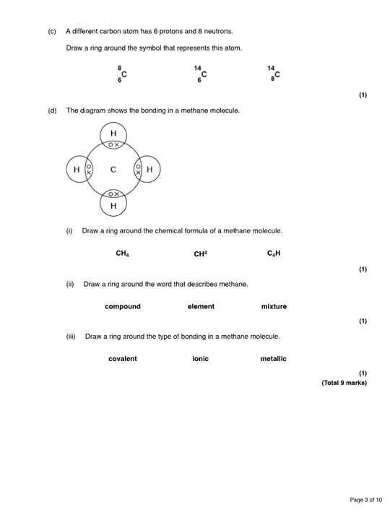Again, try this page if you haven't already. A different carbon atom has 6 protons and 8 neutrons. Drawing around the whole symbol. So, where we have a symbol, the bottom number is the atomic number. This is the number of protons. The top number is the mass number. And this is the number of protons add neutrons.